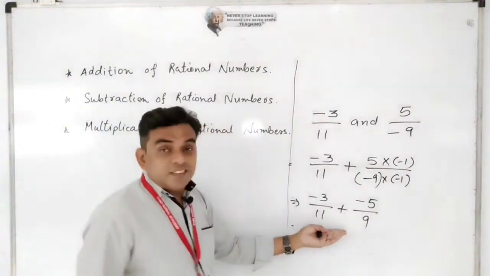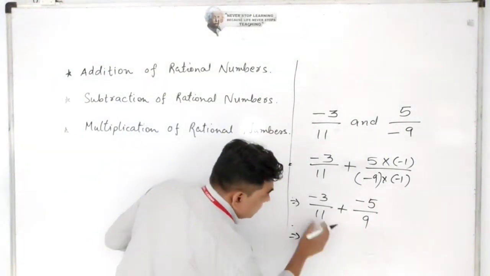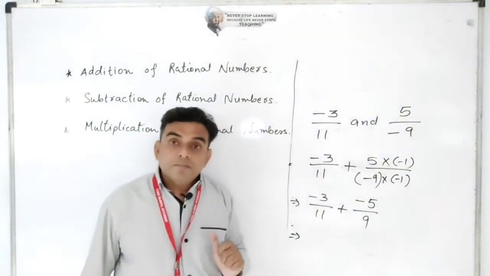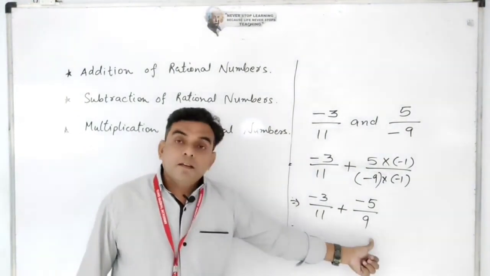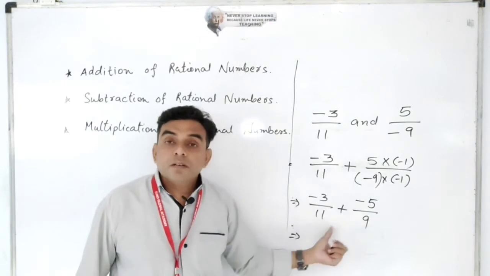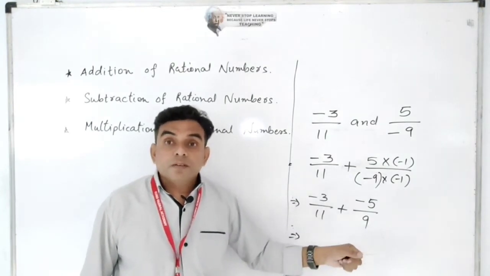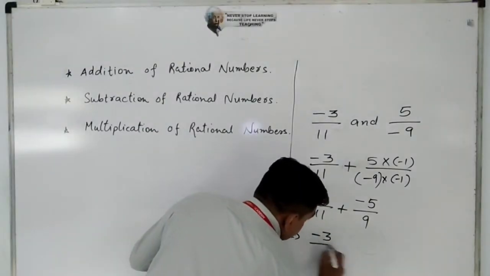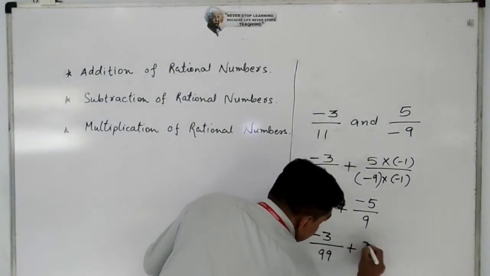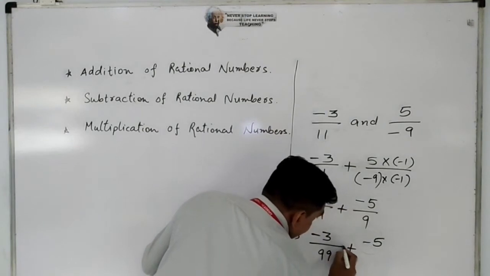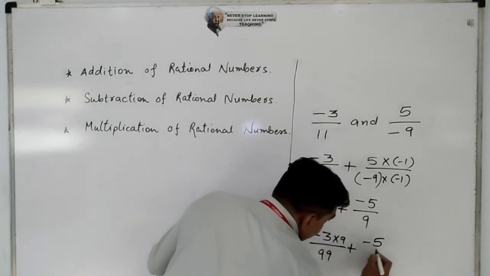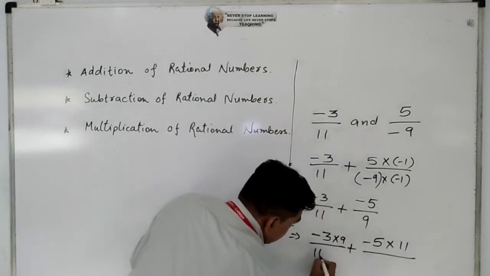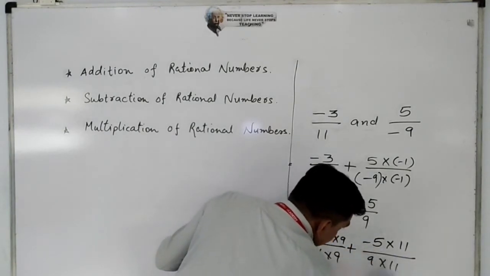Okay, now it is easy. You can see here, first of all, we have to make the denominators the same. You can see here 11, 9. You can multiply each other. 11 into 9, 9 into 11. The product will be same. So I'm going to write here minus 3 divided by 99 plus minus 5. Here you can see 9, here 11. I'm going to write here 11 into 99 and 9 into 11, students.